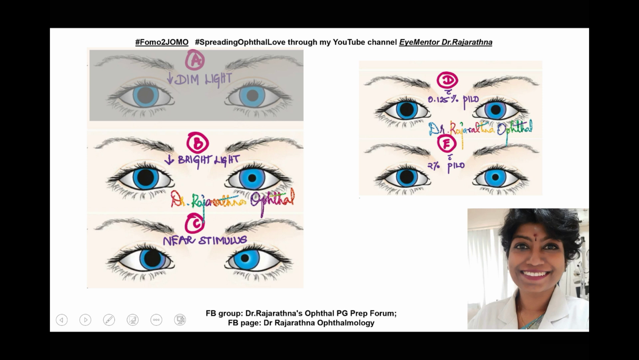So we'll start with clinical scenario number 1. Now the question is, what is the diagnosis?